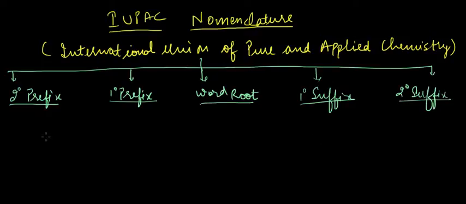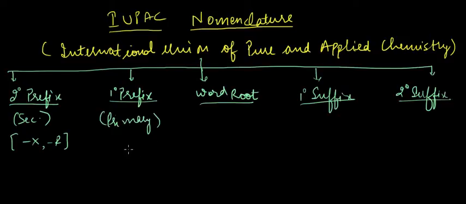Okay, so 2-degree prefix is also called secondary prefix. And this includes X, and we will see what is the meaning of X. X represents the halogens fluorine, chlorine, bromine, iodine. Then we have 1-degree prefix. 1-degree prefix is also known as primary prefix. So those include cyclo and things like that. Then word root includes meth, eth, etc., depending on the number of carbon atoms in the compound.